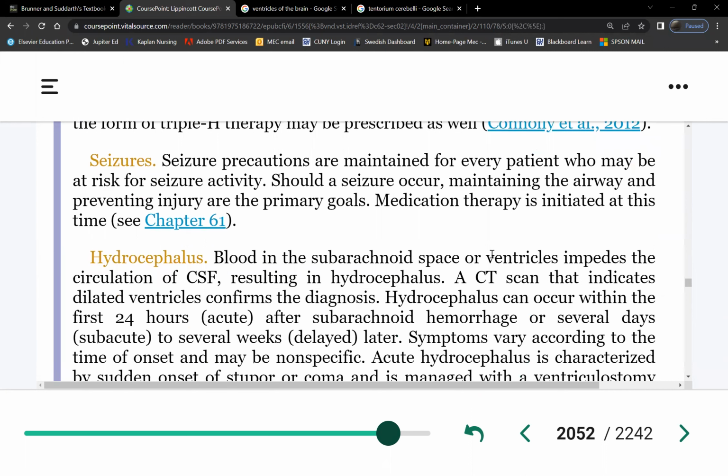Seizures. What are seizure precautions? We did this last semester. What are your interventions if they have a seizure? Suction and pads, and oxygen and IV access. Very good, children.